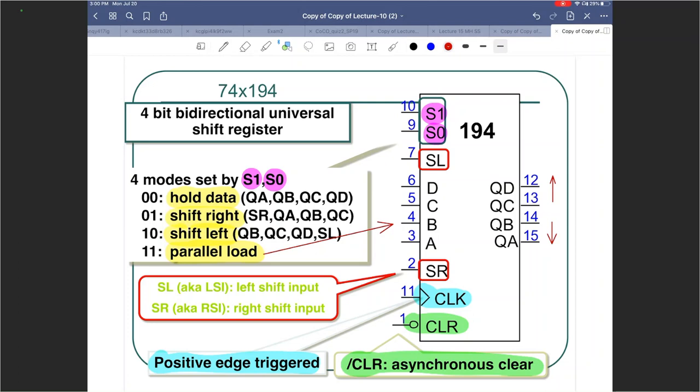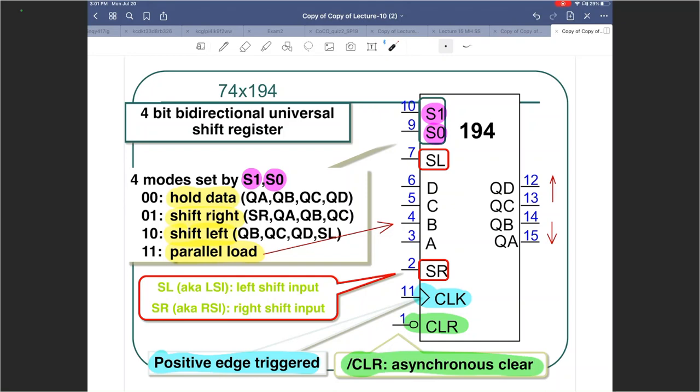So if your S1 and S0 are 0, 0, it holds the data, meaning outputs will not change no matter what you do with it. S1 is 0, S0 is 1, you're doing a shift right. S1 is 1, S0 is 0, you're doing a shift left. And both of them are 1, you're doing a parallel load. So A, B, C, D get loaded into QD, QC, QB, QA. That's essentially changing 4 bits of the register at once.